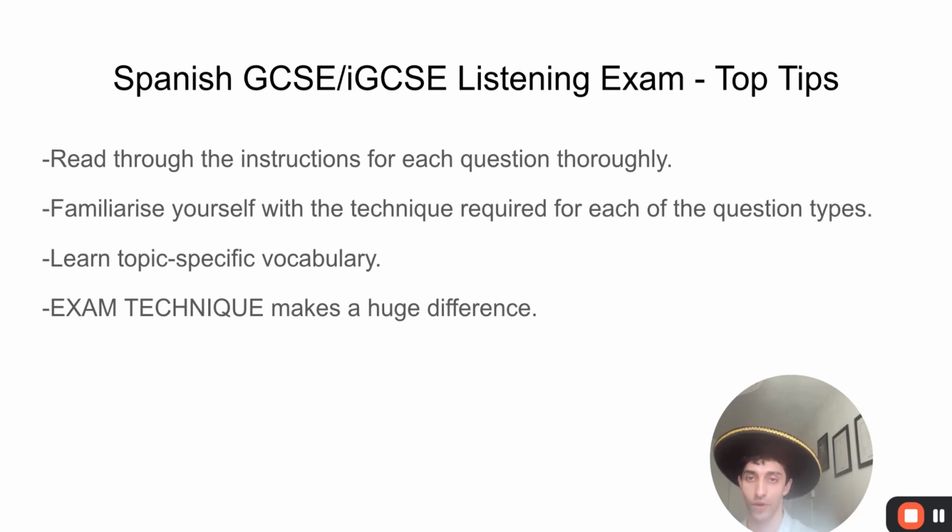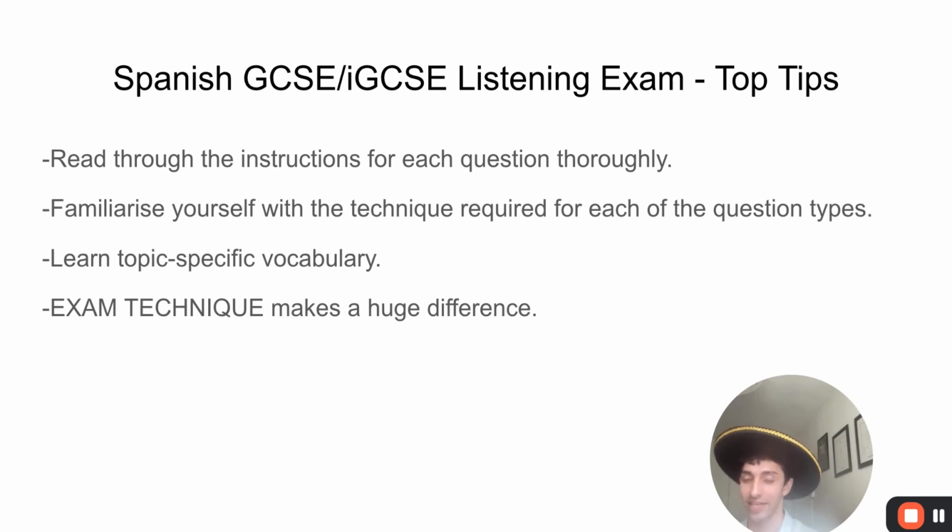Learn topic-specific vocabulary. Sometimes students are tempted to skip some topic areas and just focus on the topics they think may come up. That's very risky business, though. I would definitely make sure you revise all the topic areas and try and revise key vocabulary for all of them, because you don't know exactly which ones are going to come up in your listening or say reading papers.